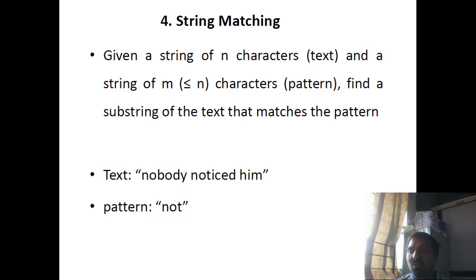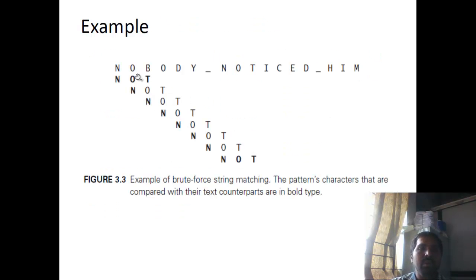So pattern means what word we are going to search in the given text. For example, the text is "nobody noticed him." The pattern is "not." Whether "not" is available in this text or not, we need to check. As per this example, "not" is available, so we need to search it using string matching algorithms.